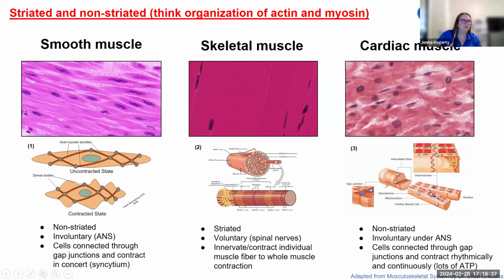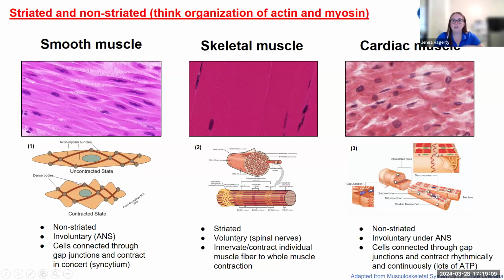For smooth muscle, these cells are connected by gap junctions. When our body tells our smooth muscle to contract, it is basically contracting in concert, or as a syncytium. It sends an electrical impulse, it releases the calcium, actin and myosin cause contraction, but because these cells are connected through gap junctions, they all do it in concert and at the same time.